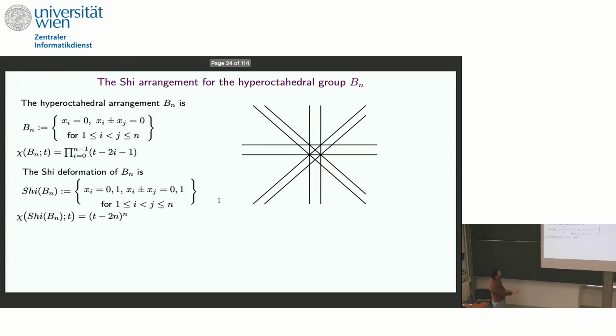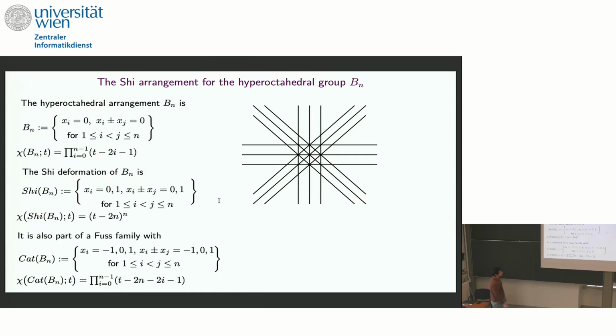What do you do? You place copies not just where the hyperplanes are equal to 0, but also where the hyperplanes are equal to 1. So, a parallel collection of hyperplanes to the right, sort of like there is one direction that is selected here. The characteristic polynomial factors, and it's a nice product, right? T minus 2n to the n. The number of regions factors as well. Then you can place them to the left and you have the Catalan deformation.